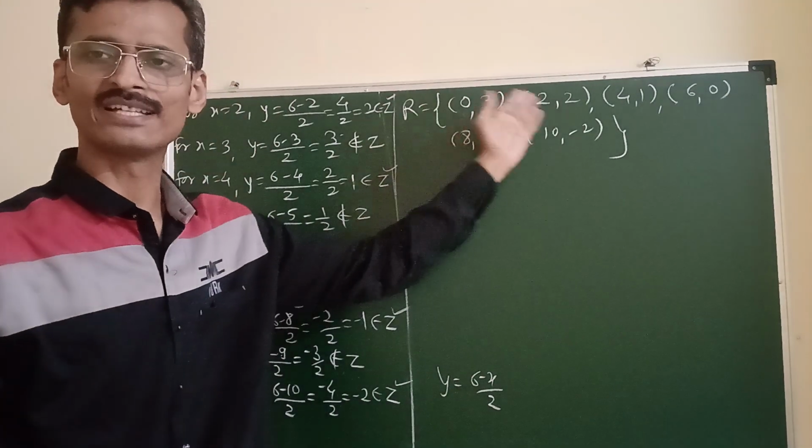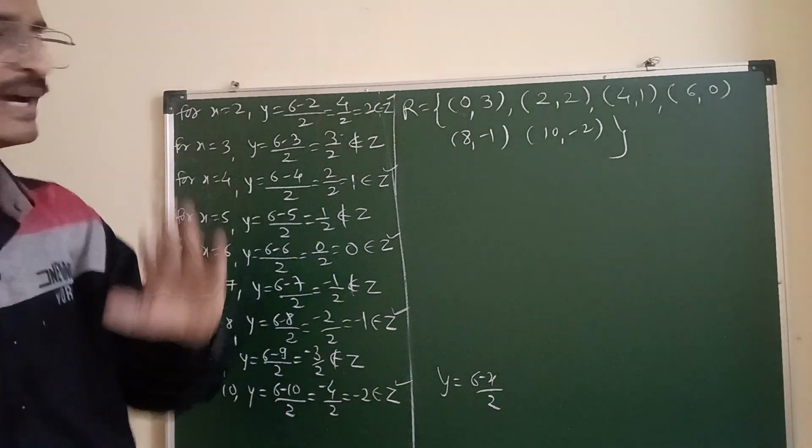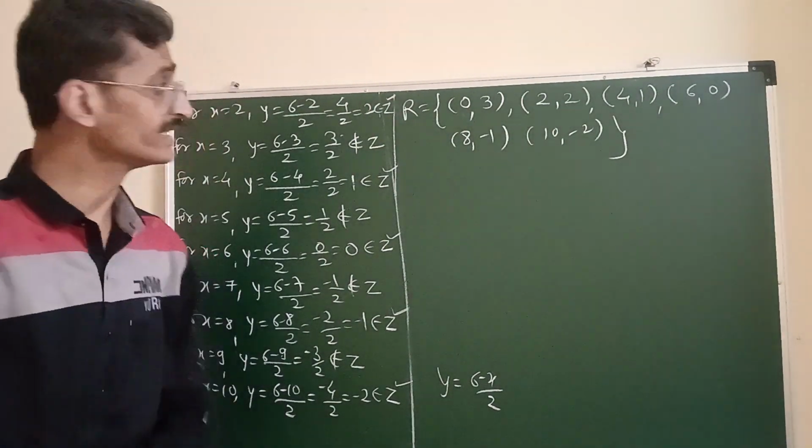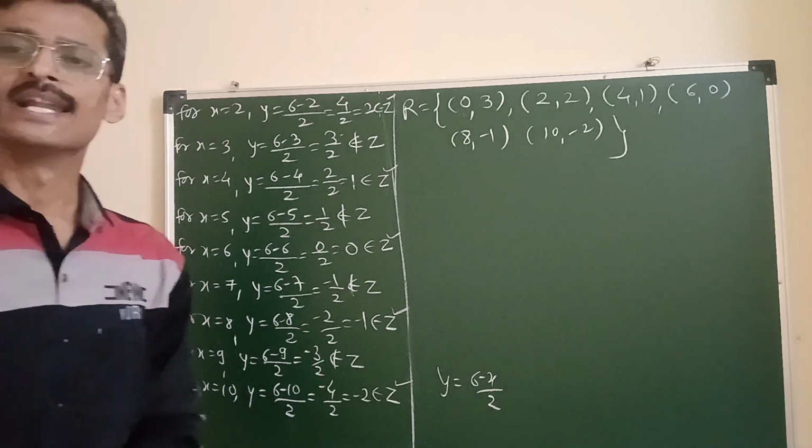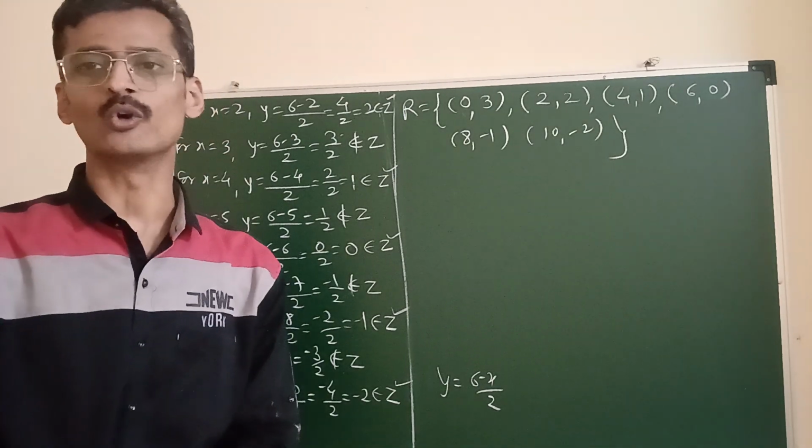So we can just write it directly here. These are the required ordered pairs. This is relation R. That is the first question. Now the second part: we want the domain and codomain.